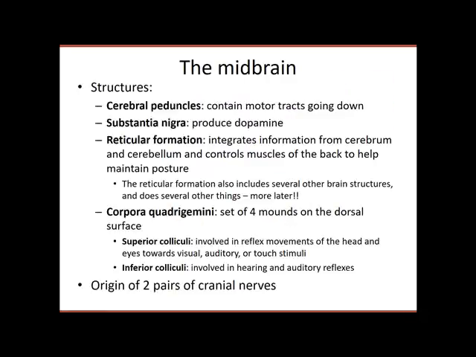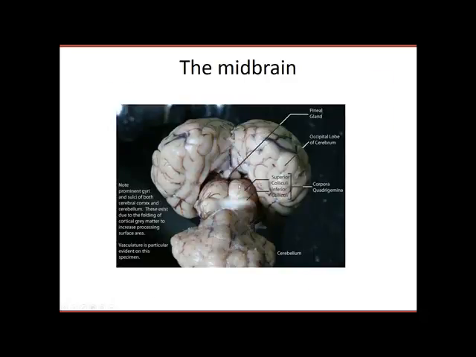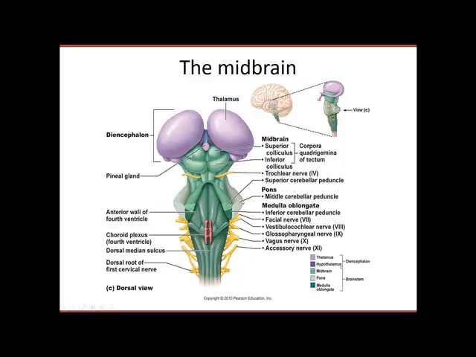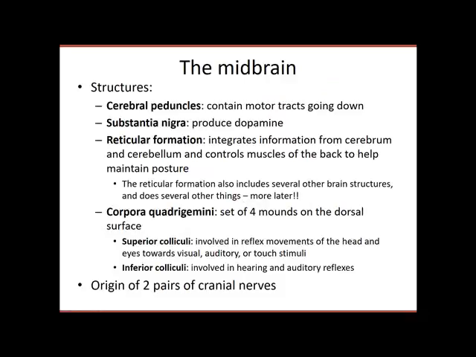So the top two little bumps of the corpora quadrigemini are called the superior colliculi. Colliculus for singular, colliculi for plural. The superior colliculi are these two big ones right there, and the inferior colliculi are these two right here. Both your superior and inferior colliculi are involved in reflex movements, movements that you do automatically.